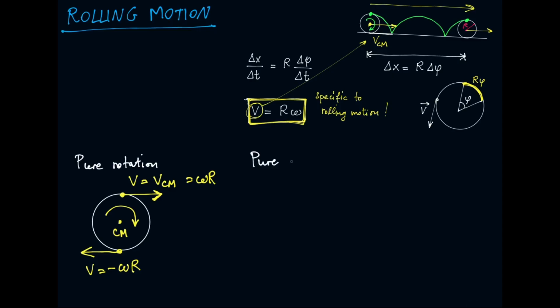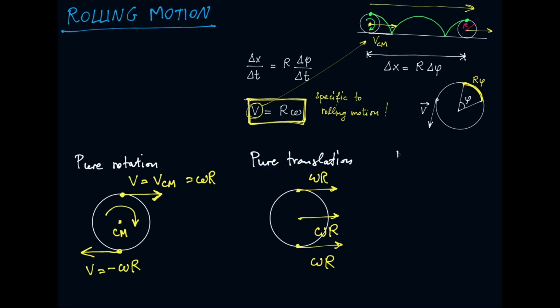The pure translation motion of another wheel that instead collectively is moving forward at a certain speed omega r is that each point, I should have drawn them the same length, of course, all of these points are together moving forward or to the right with a certain velocity.